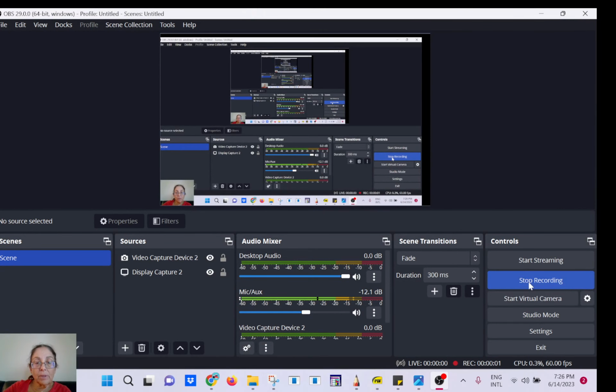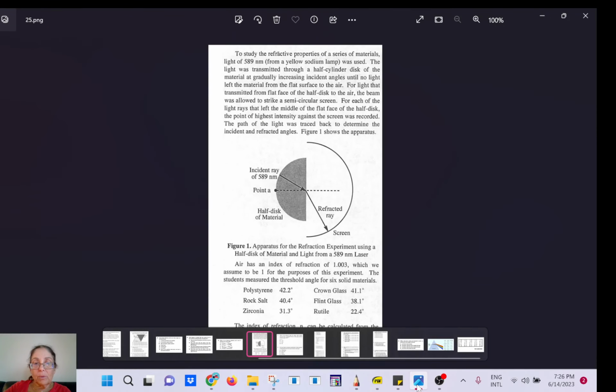Hi guys, so a short video with only two problems here that you can have for the MCAT. Here they are showing you an experiment that is done in the lab. They are using monochromatic light. Here we have the wavelength in nanometers. It's a yellow light. And they are trying different materials here to compute the critical angle.